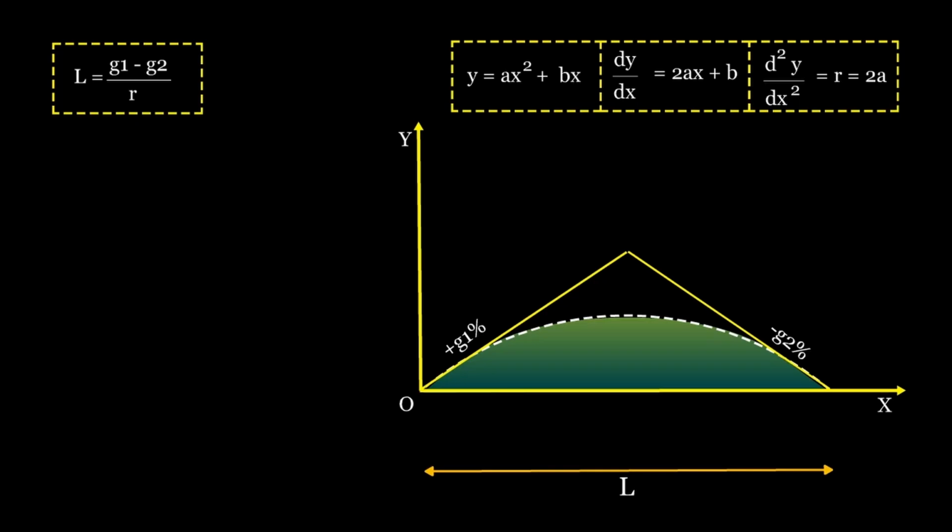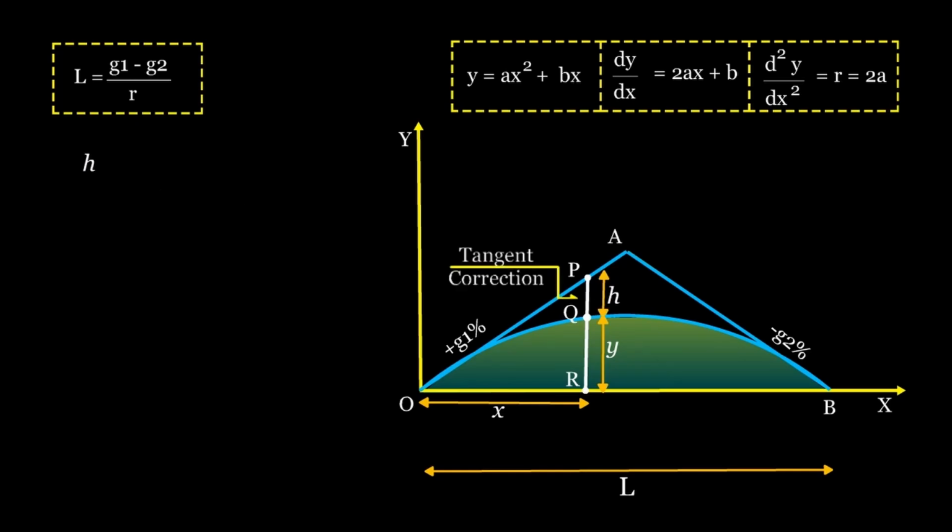Consider a coordinate system where O is the beginning of the vertical curve. OA and AB represent tangents, with slopes G1 and G2 respectively. The curve OB follows a parabolic profile. A point Q with the coordinates of x, y lies on the curve, with a vertical line PQR passing through it. PQ equals h represents the tangent correction, vertical offset. Here, h equals PR minus QR.